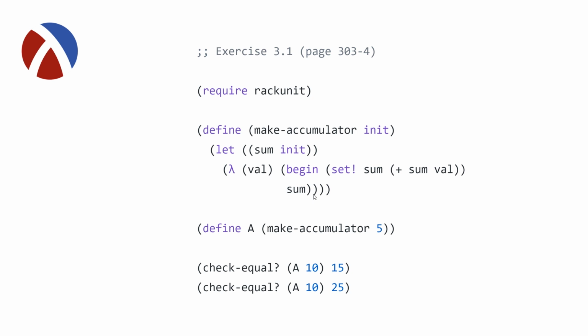And sure enough, if we do the test that the book has, we define A to be make-accumulator with 5. We check what A when passed 10 gives us, and that's 15, and then when we do it a second time, we get 25. So pretty straightforward for the first exercise.